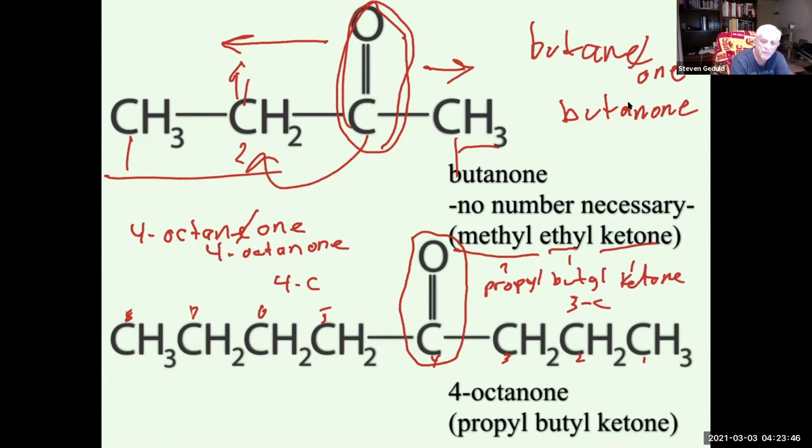Again, 4-octanone is your IUPAC name. The common name is propyl butyl ketone, because propyl has 3 carbons, butyl has 4 carbons, and it's a ketone in between a propyl group and a butyl group. And we put the smallest group first, which is the 3 carbons. Everybody get that? Anybody get something different? We should have agreed with that one.